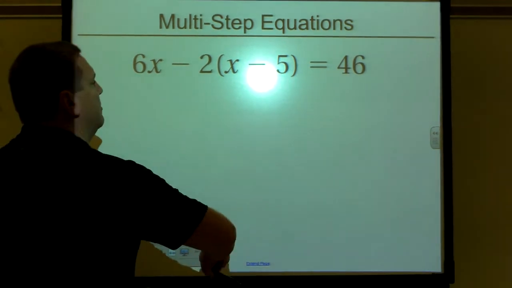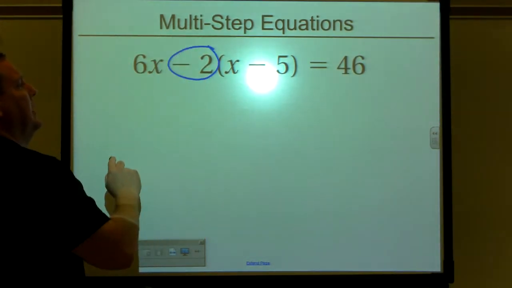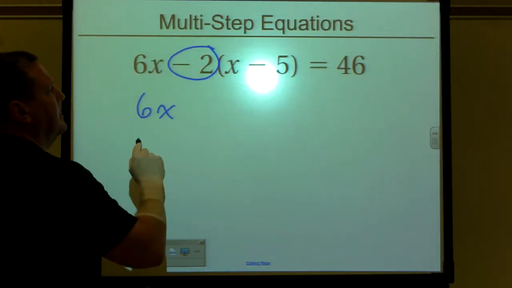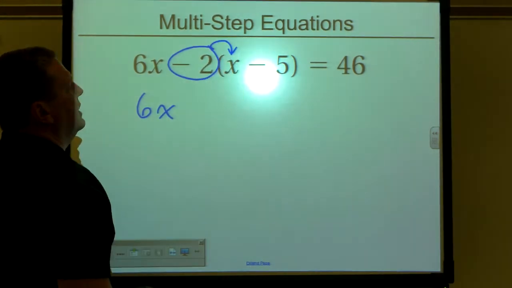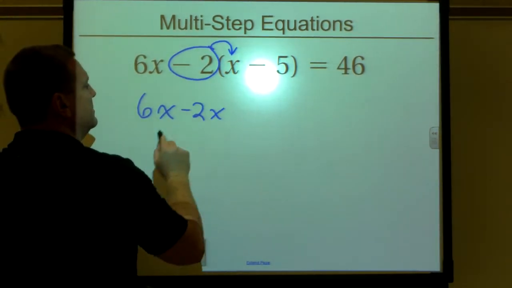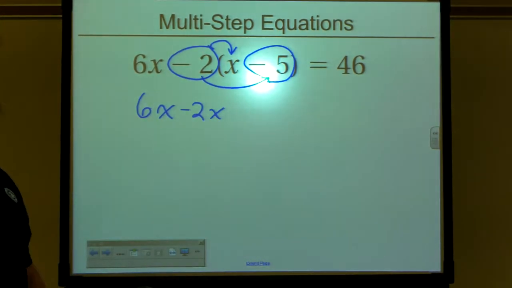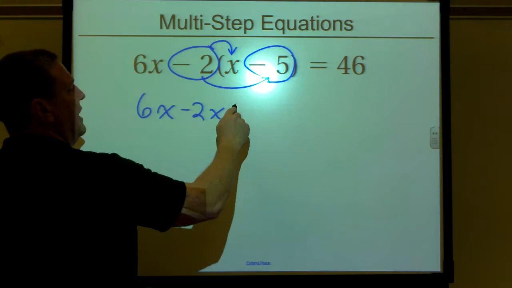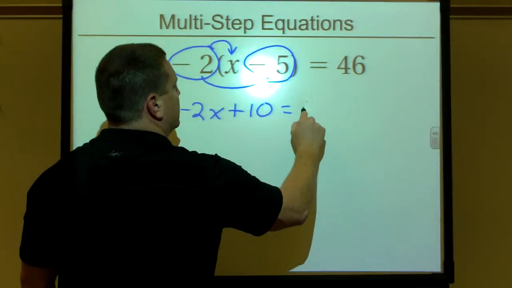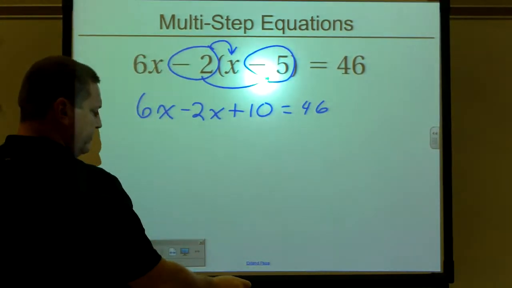Here's another one where we have to distribute, but you have to be careful here. You are distributing a negative, so bring down the 6x. We're going to distribute a negative 2 times x, which is negative 2x. And then a negative 2 times what is essentially a negative 5. Negative times negative is a positive. 2 times 5 is positive 10, is equal to 46.